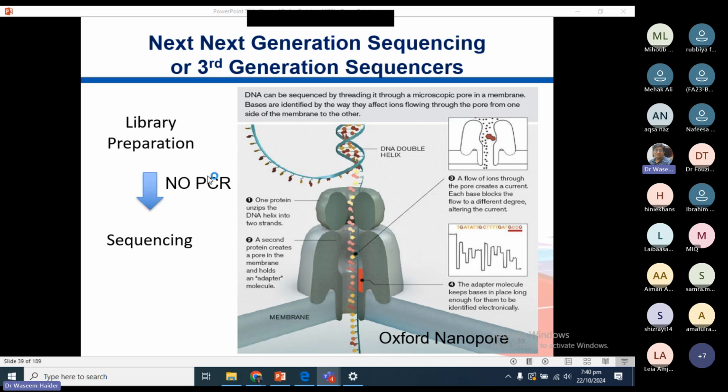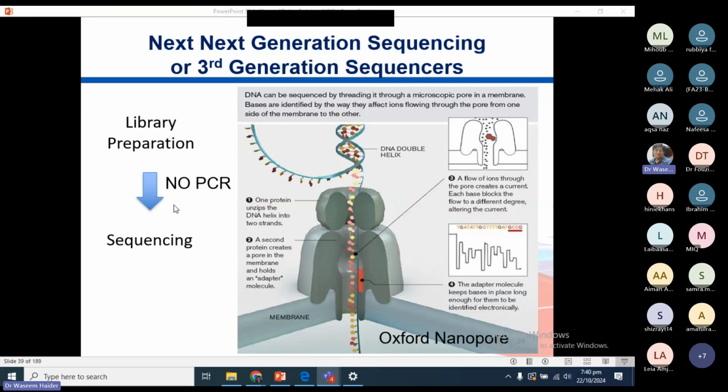So what's happening over here is you don't need to do PCR. Why don't you need to do PCR? Because that's real-time sequencing. You're not taking the picture. It's not sequencing by synthesis. That's why it's called real-time sequencing, right? So yeah, library preps and sequencing.